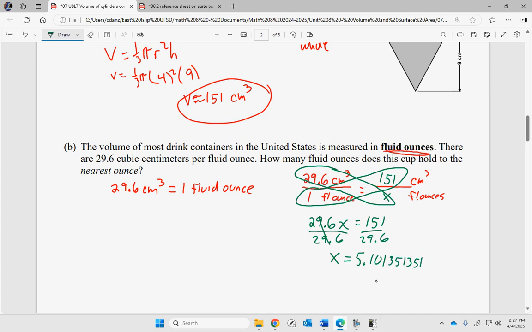It asks how many fluid ounces does this cup hold to the nearest ounce? So a whole number that is. So about 5 fluid ounces.